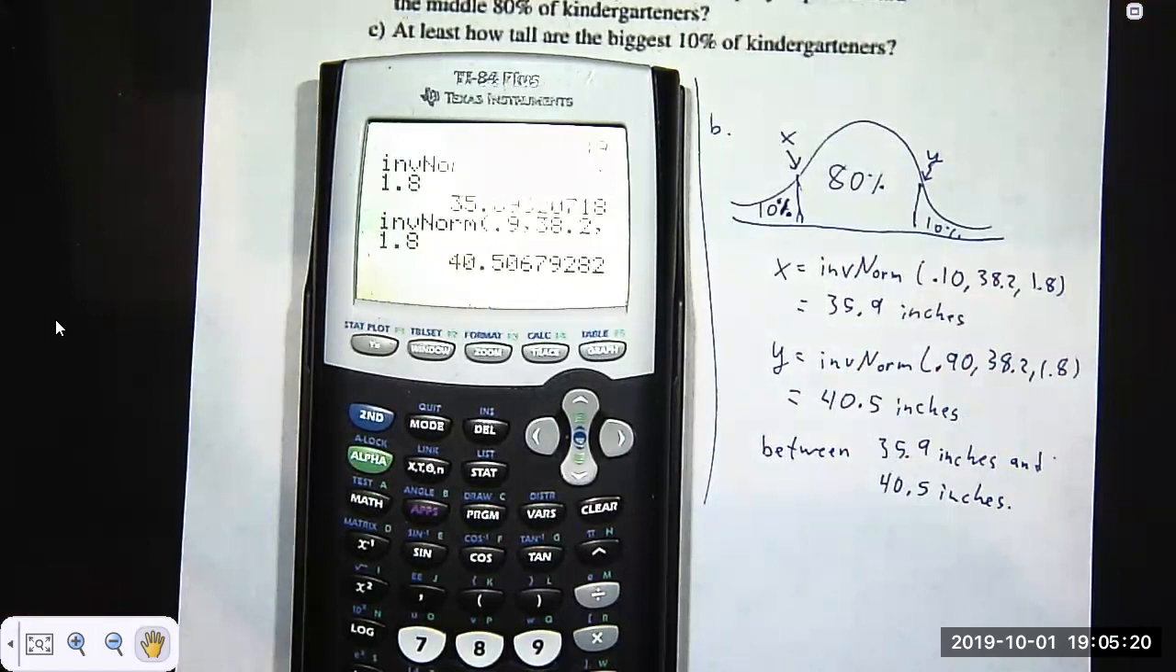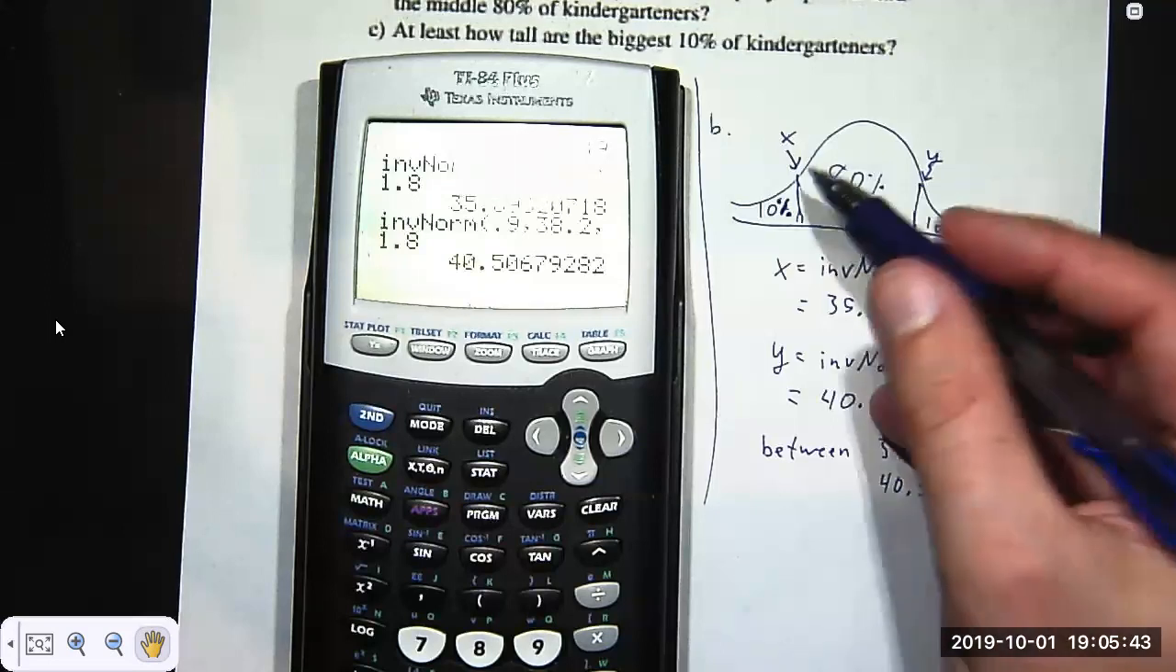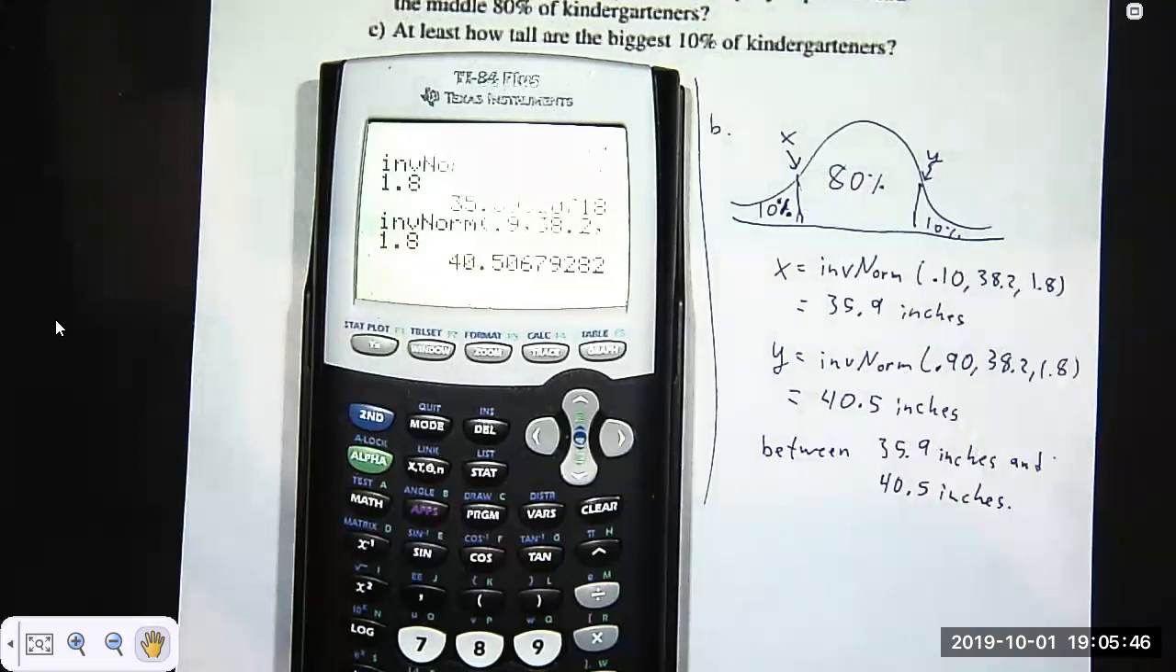All right. So to review with part B, we took 100% minus 80% is 20%. And then since we have the middle 80%, 20% divided by 2 is 10% on each side. And then we used inverse norm to find where those values X and Y were. And of course, we drew the picture so that we knew what we were talking about. So, yeah, always draw a picture for these normal model ones, so you can just know what's going on.